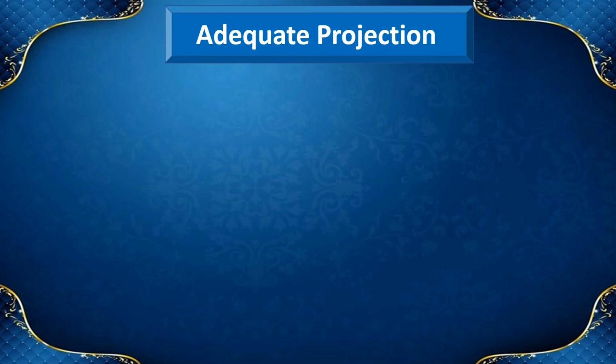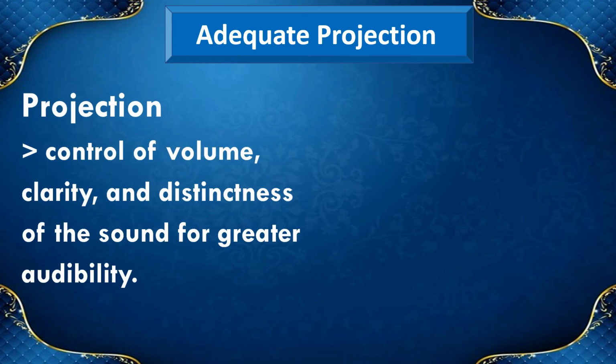Next is the adequate projection. What does it mean? This is the control of volume, clarity, and distinctness of the sound for greater audibility.